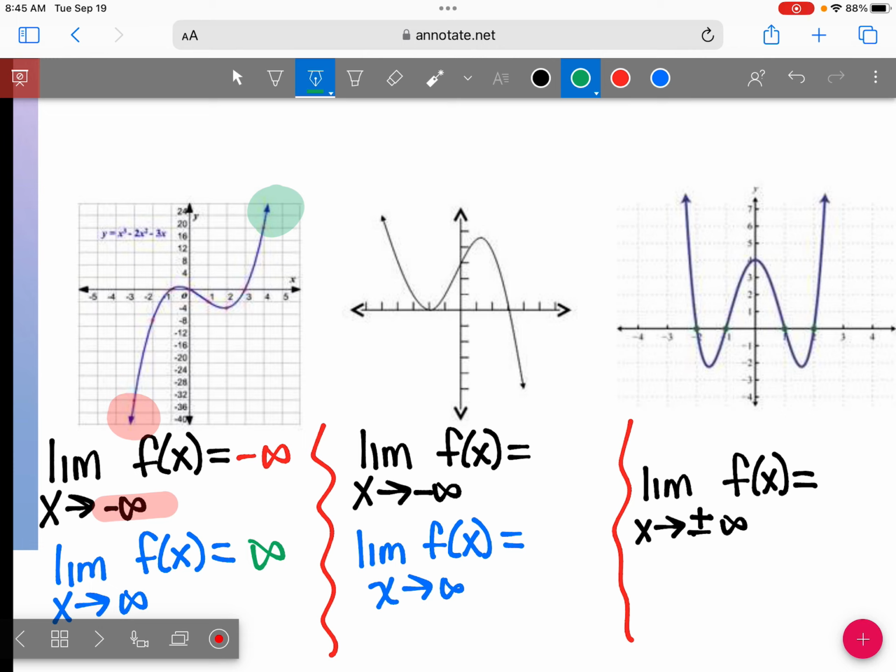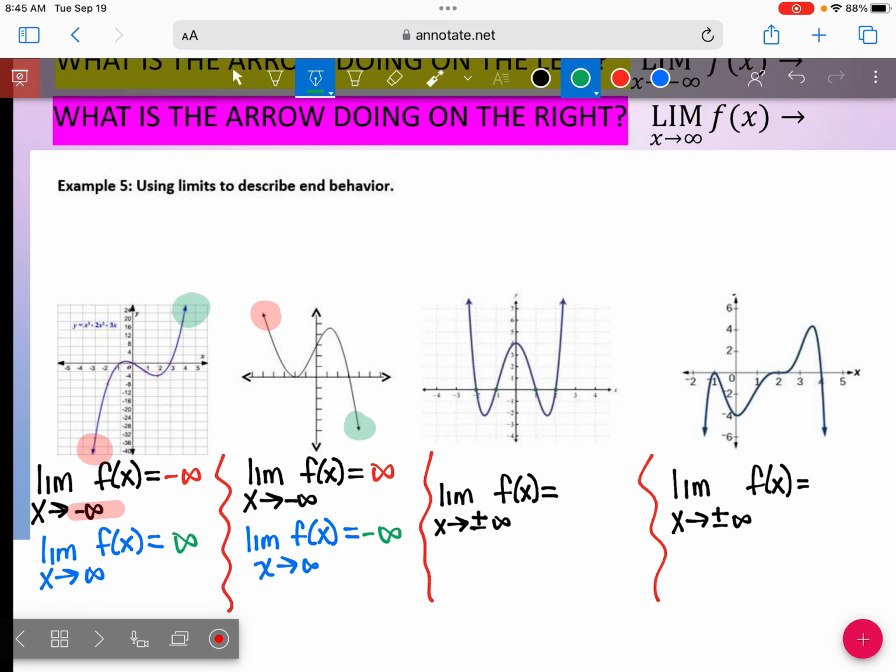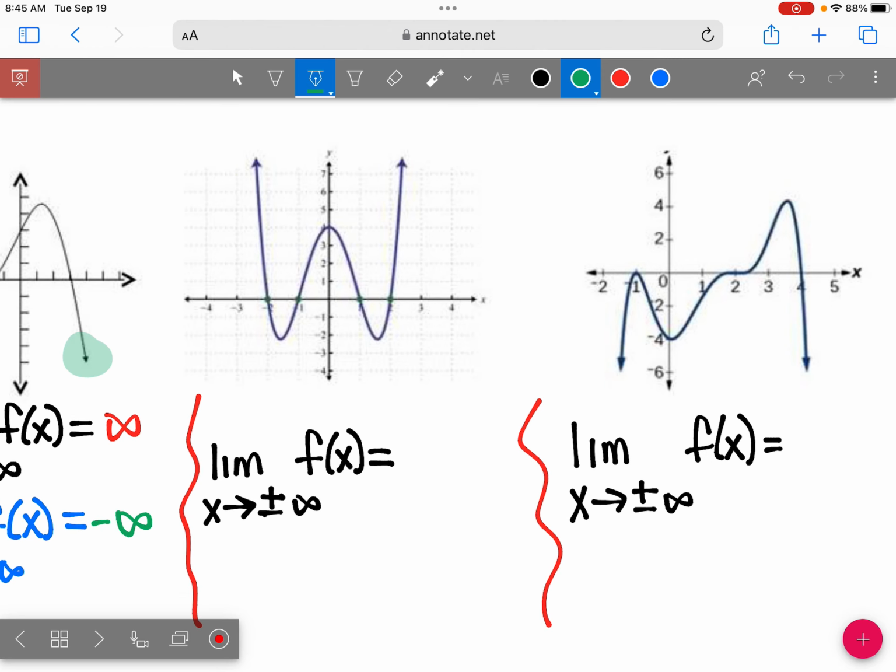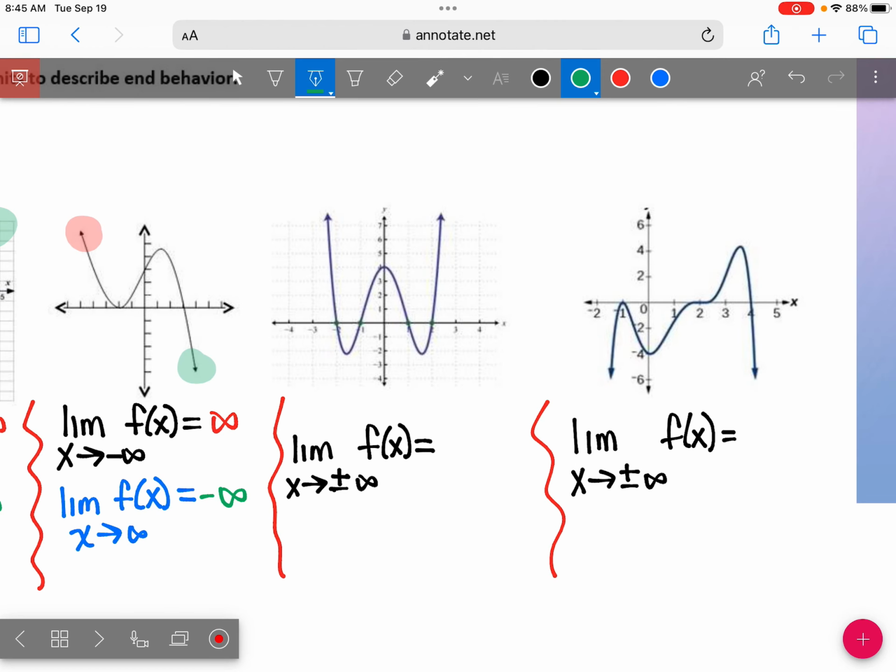For the second one, on the left side, it goes up, and on the right side, it goes down. So that means that we would have positive infinity and negative infinity. Now, whenever it's an even function and the left and right side do the same thing, you don't have to separate them into two statements. We can say as x approaches positive and negative, which means on left and right, they're doing the same thing, they're going up. And on this one, on left and right, they're both going down.